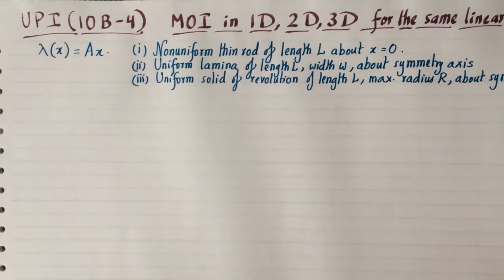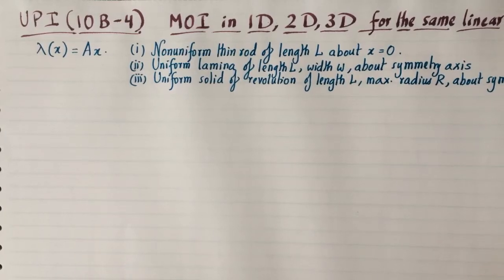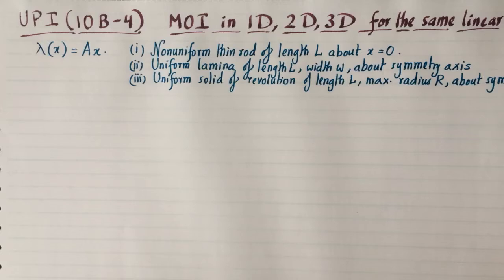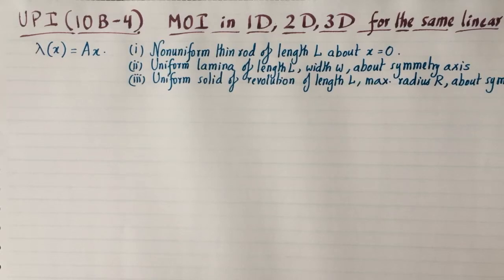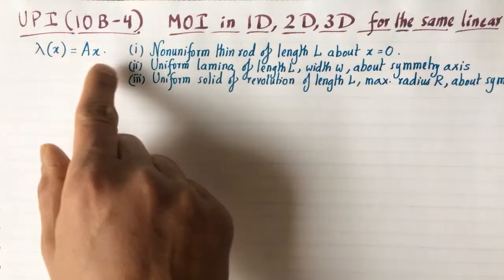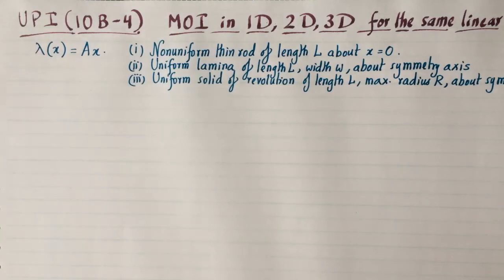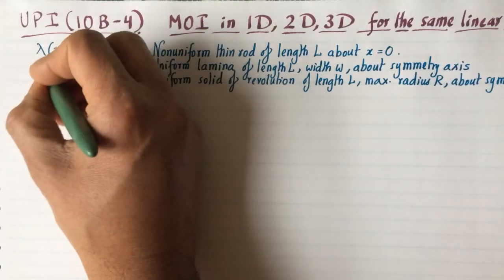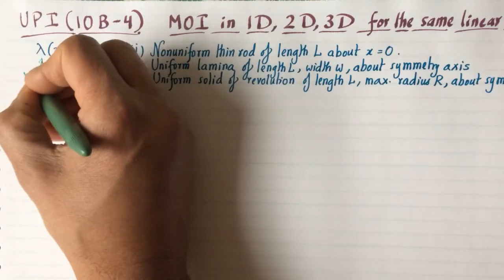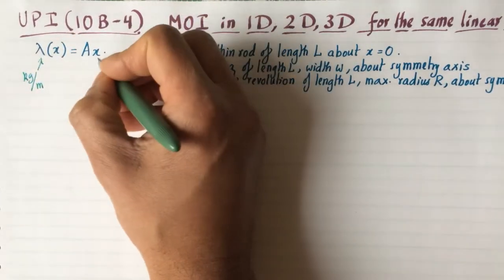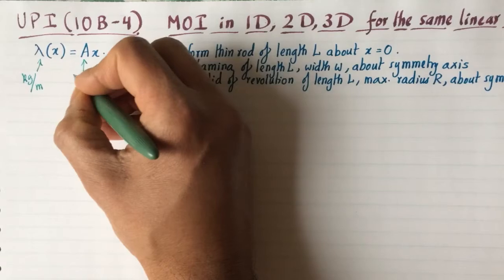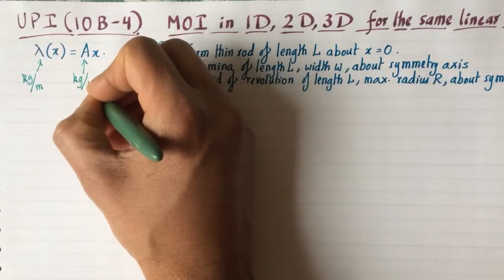I would like to solve a problem with three different interpretations of what the given quantity means. You're given a mass density lambda, which is A times x, where A is a constant. The units of mass density are kilograms per meter. X is in meters, therefore A must be in units of kg per meter squared.